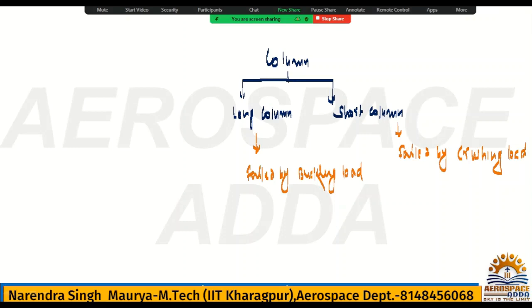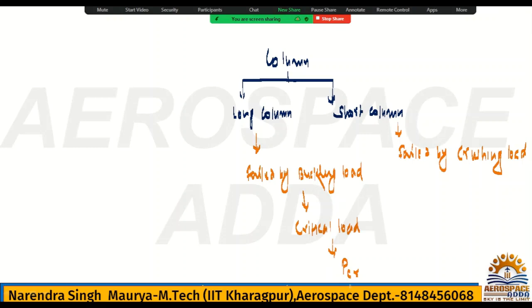All right. Now for the long column, it will be failed by the buckling load, and that buckling load is called the critical load, which is nothing but PCR. For this PCR we will be finding, because for our topic we need to discuss the long column, not the short column.